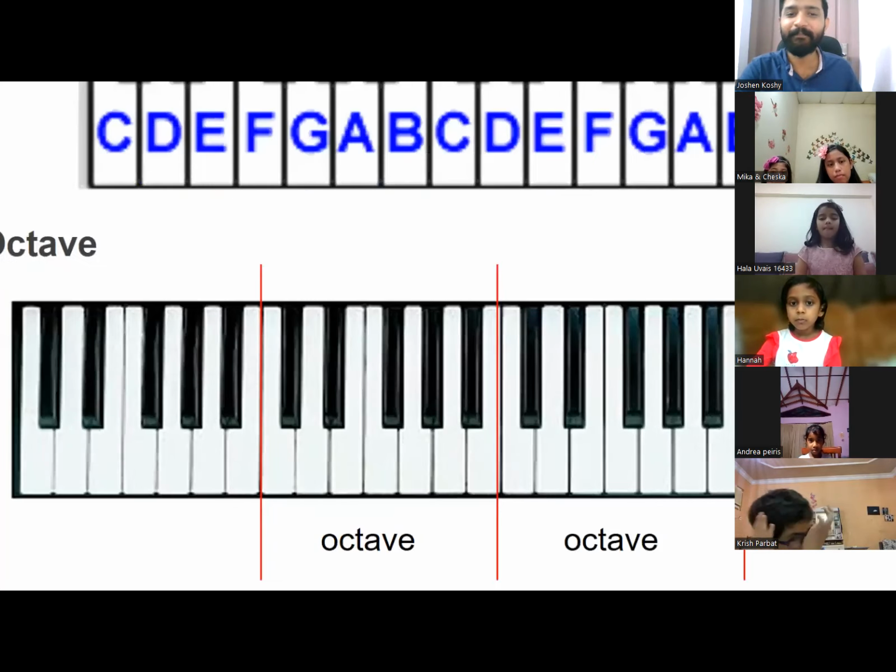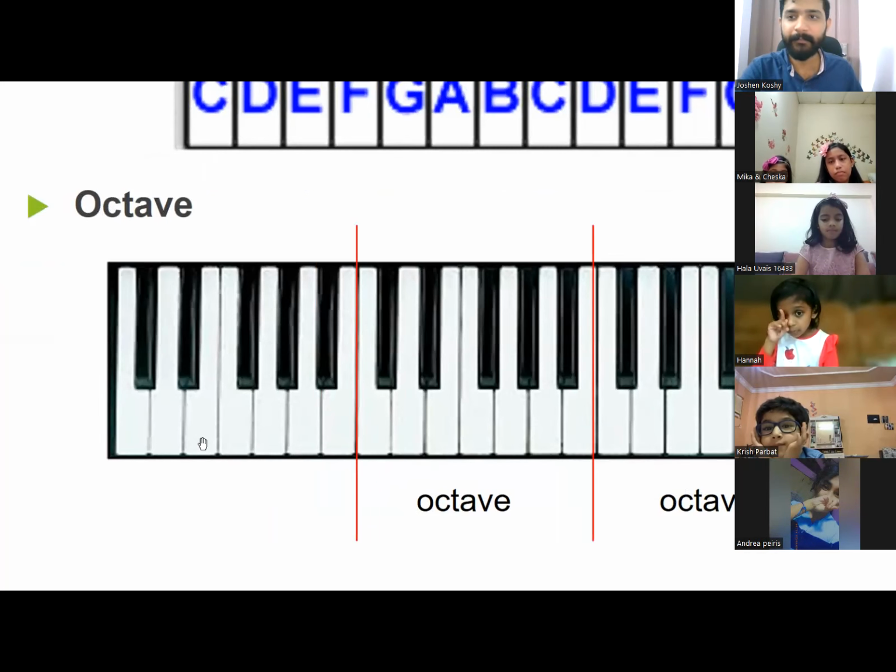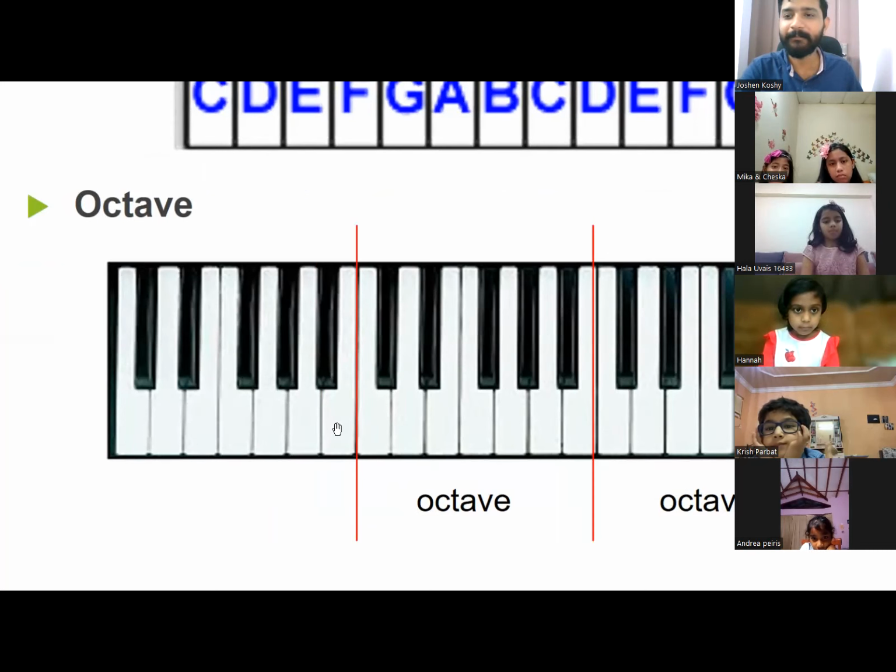Mika, you'll try? Okay. So what is this note? C. This one? E. Very good. This one? D. Yep. This one? F. Very good. This one? A. Very good. Excellent.